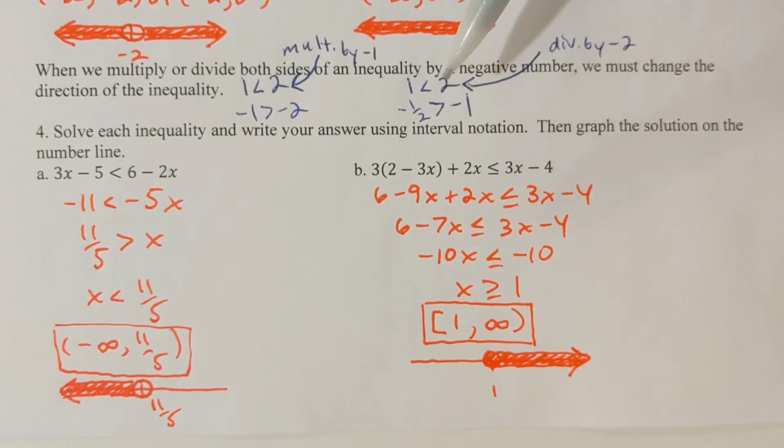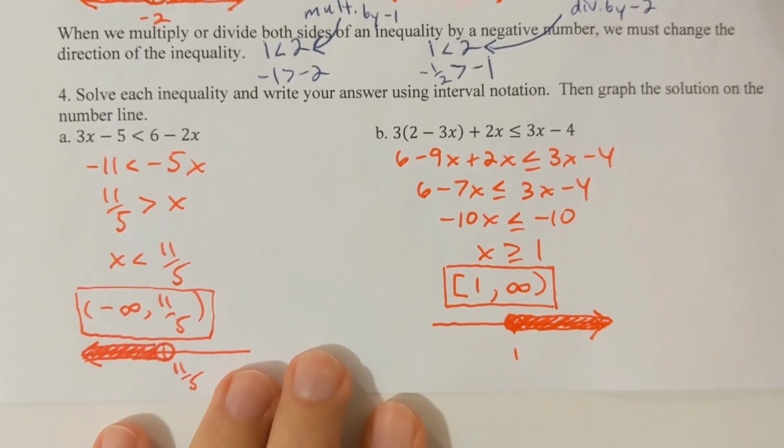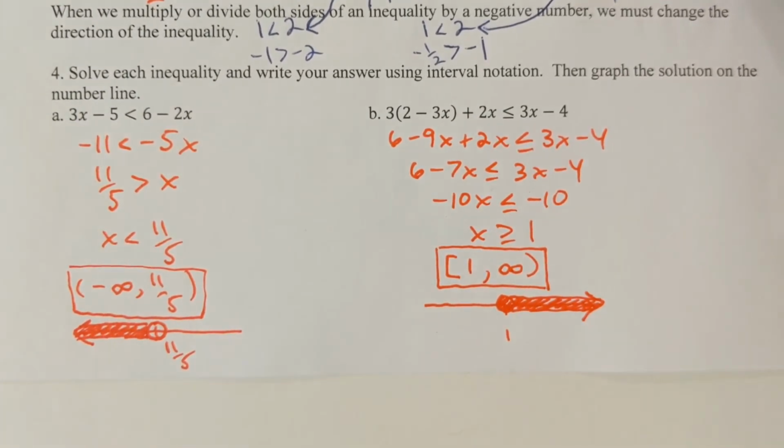Bottom line, whenever you multiply or divide both sides of an inequality by a negative number, you got to make sure that you flip the sign. Now, that's a common mistake that algebra students will make. You got to make sure that you remember to do that. Let's get some practice solving inequalities now. Okay, so problem 4, I want to solve for x.